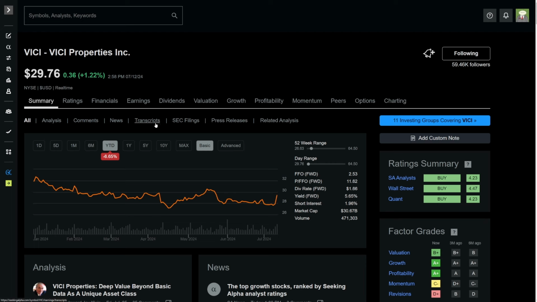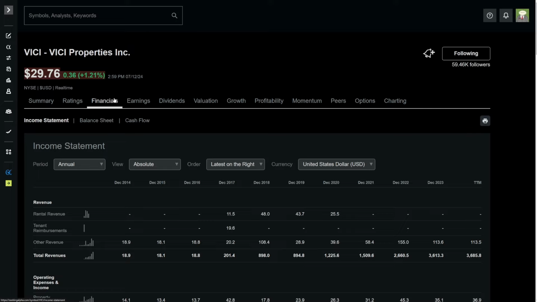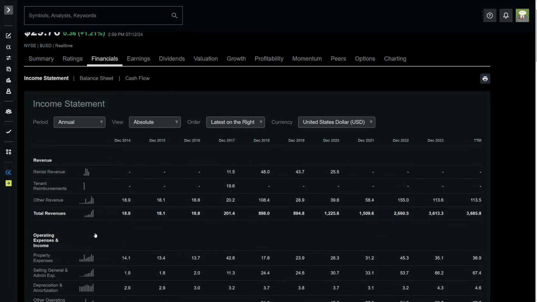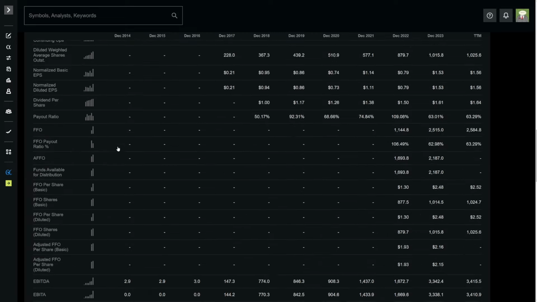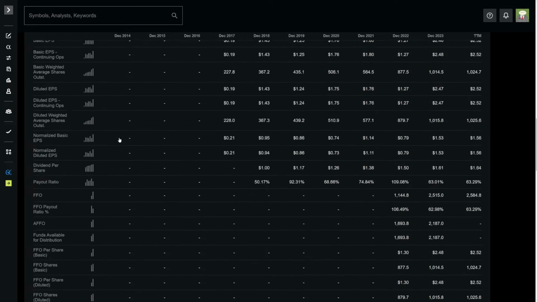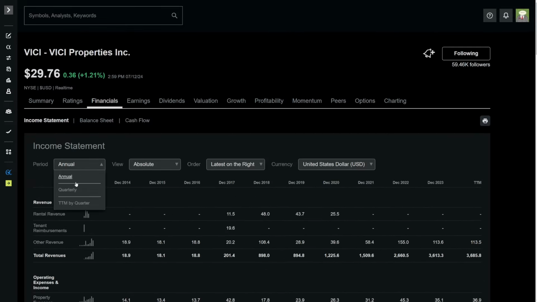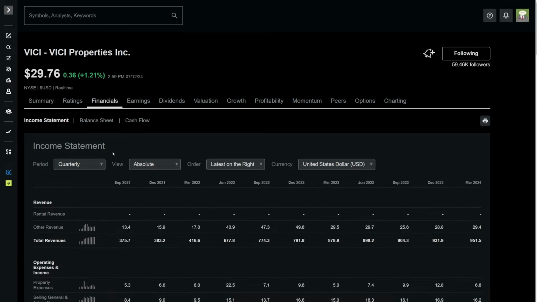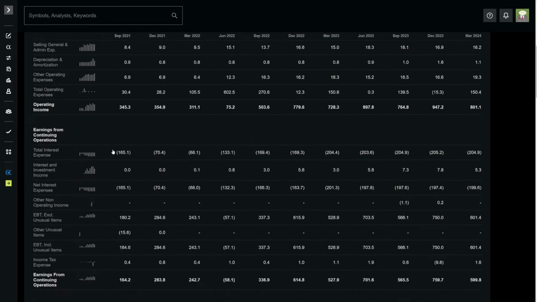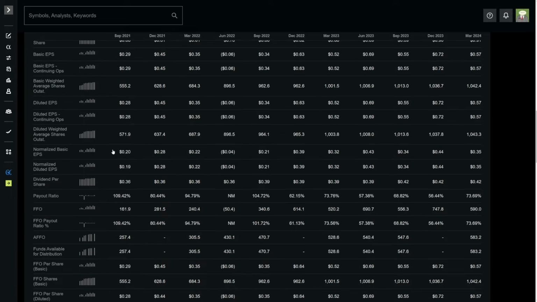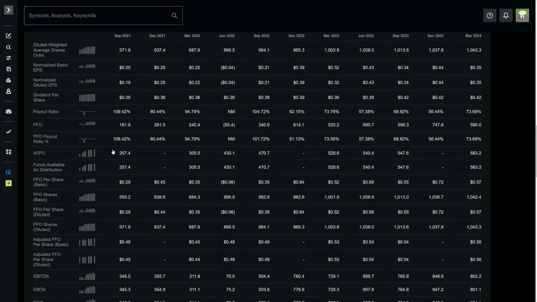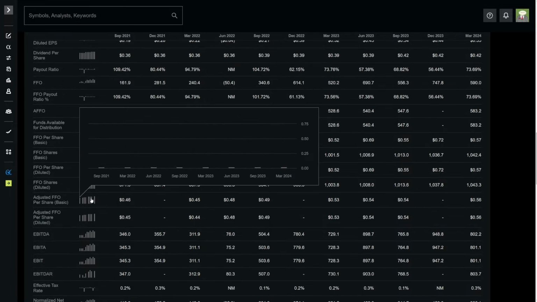If we take a look at Vici's financials, immediately you're going to see a difference. Not only are their total revenues increasing, but if we scroll down on their income statement a little more, let's go quarterly. Vici doesn't have too much data, but we can take a look at the company's AFFO per share, which is the biggest intrinsic value measure. It's like the free cash flow per share of a REIT: adjusted funds from operations per share. You can see it right here.